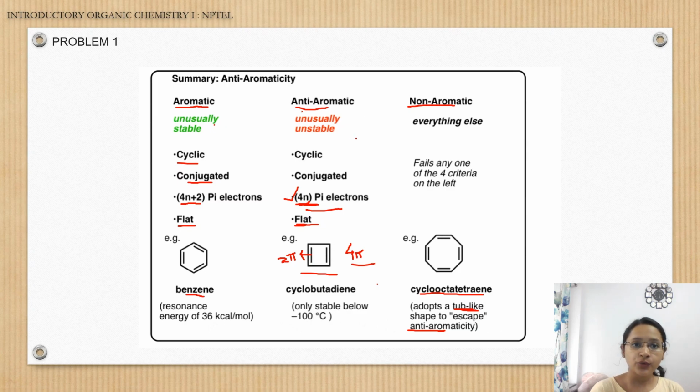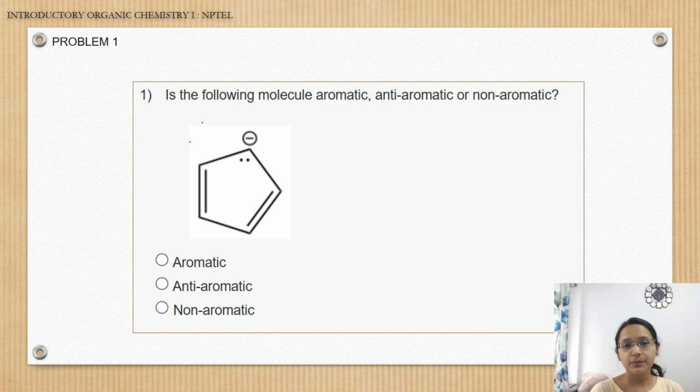After having this much in mind, you can now answer whether this particular compound is aromatic or anti-aromatic. Can anyone tell me, is it an aromatic, anti-aromatic, or non-aromatic compound?